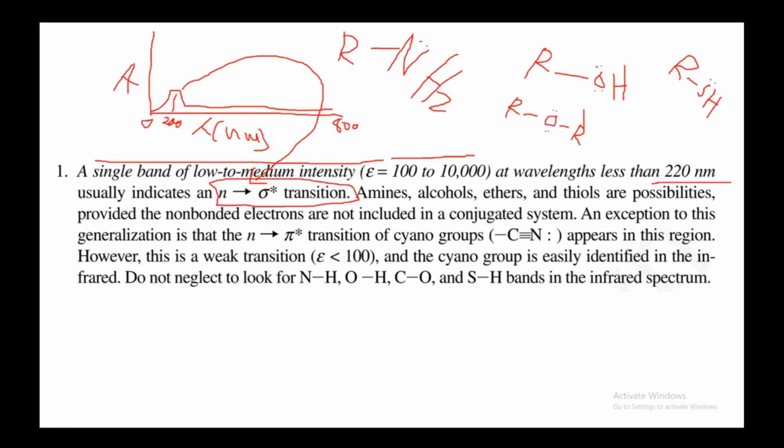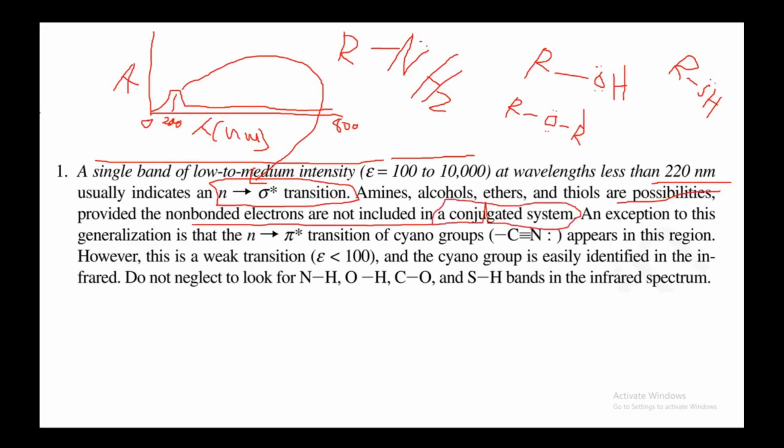So this is the key information that can be obtained from the UV visible spectrum. If you see a spectrum and see a peak at around 200 nanometer and the intensity of the peak is low or medium, then you should think that this spectrum belongs to either alcohol, amine, ether, or thiol. And these are possibilities, provided the non-bonded electrons are not included in a conjugation system.